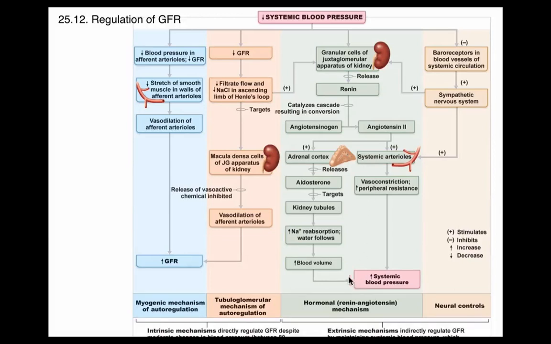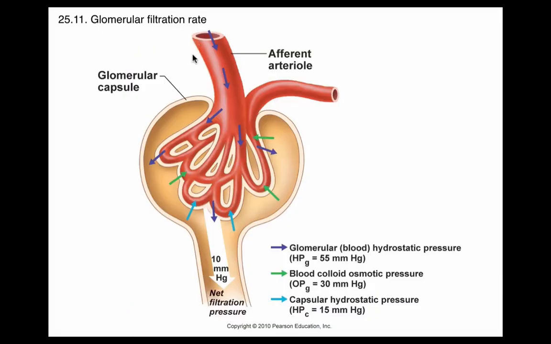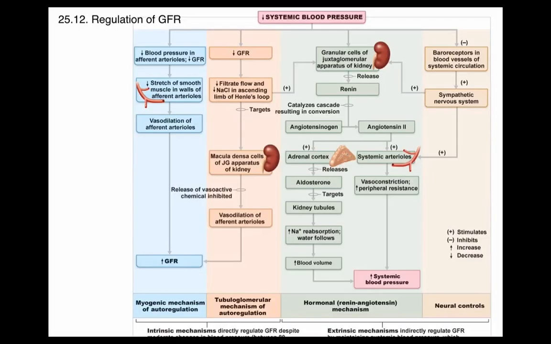Now, this is different from the vasodilation that's happening over here. This vasodilation is happening only of the afferent arteriole. So if you increase the bore size here, you're going to be able to push more fluid through. On the other hand, down here, this is causing vasoconstriction elsewhere in the body. That's going to help to increase the systemic blood pressure overall. Okay, so that's one route.